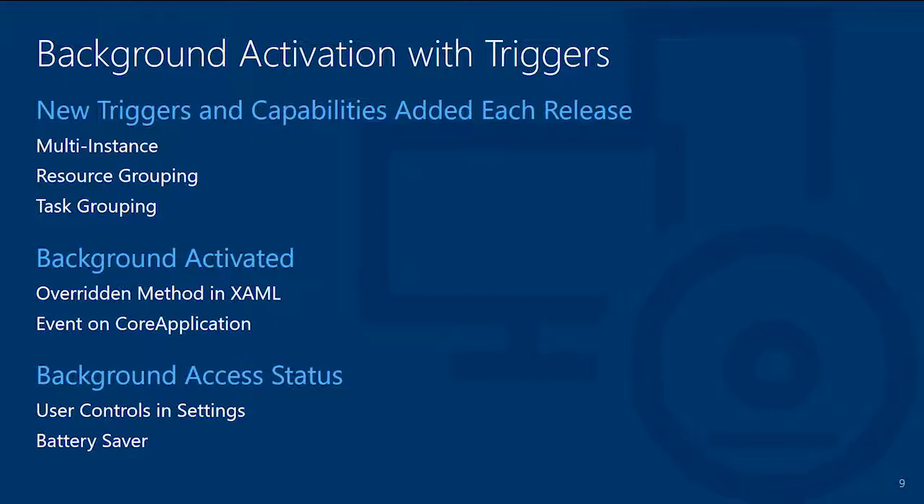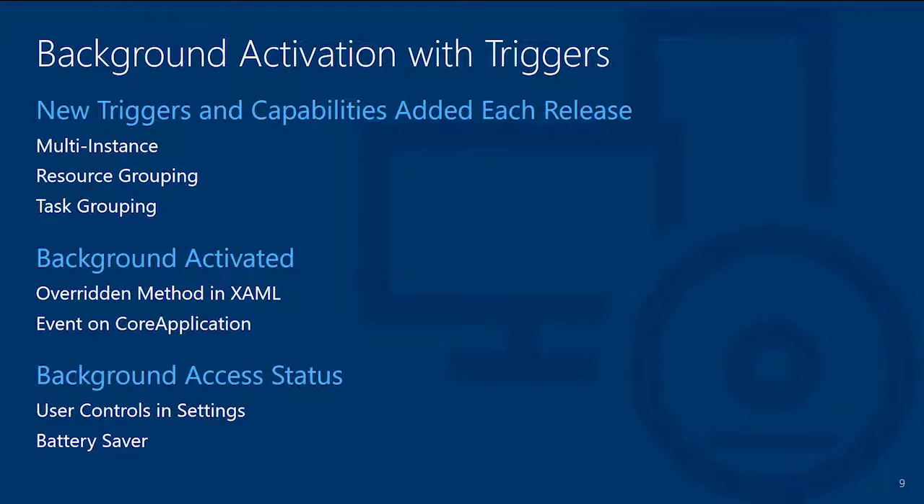So in the single process model, you're going to be able to use that background activated event. That's an event on core application, or it's an overridden method in a XAML application. Whenever a trigger initiates, then you will receive that callback and be able to start doing work just like you would if it was in the multiple process model. There's no need to create a new separate background task. Your main app process is already doing that background work for you.